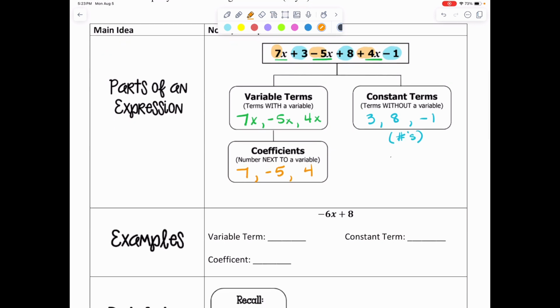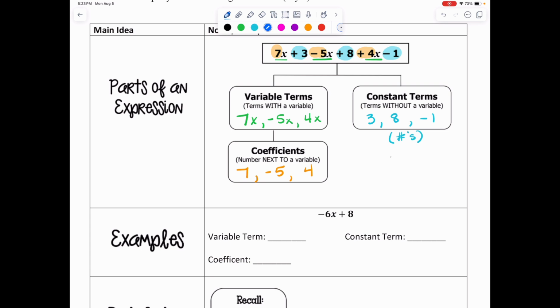So why don't you try the example? The expression is negative 6x plus 8. I'd like you to write down the variable term, the constant term, and the coefficient. Pause the video, see if you can answer those three questions, and then resume the video to check your answers.